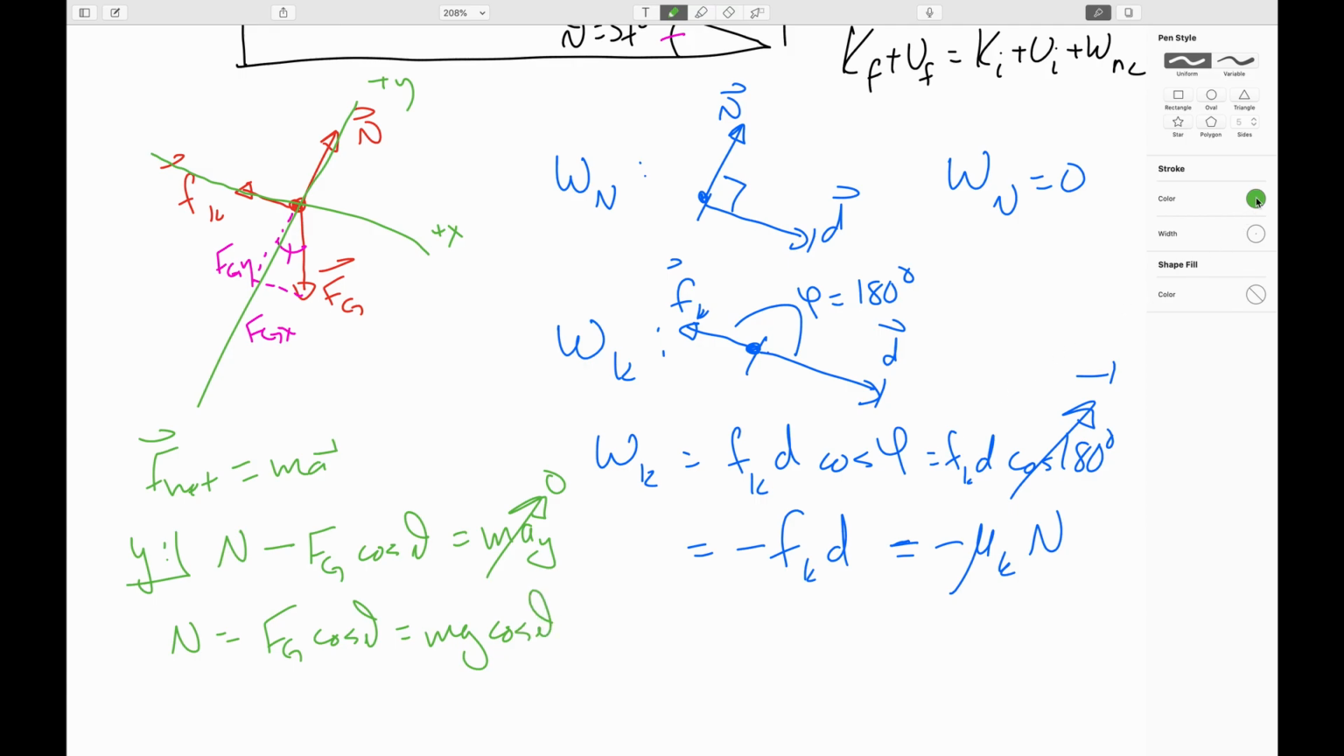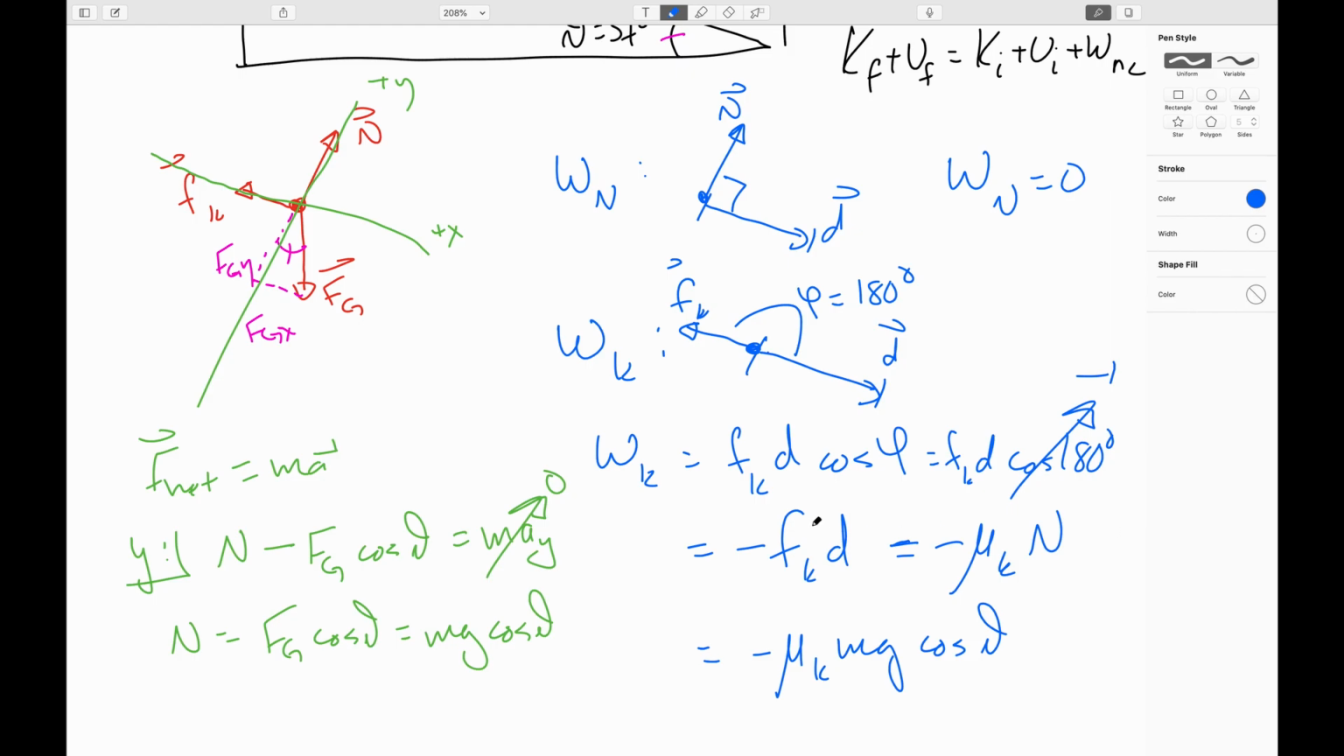So armed with that, we can go ahead and put in for the work done by kinetic friction. Now we can say it's minus mu k mg cos theta. So now we've got our expression for the work done by kinetic friction, and that frankly is the hardest part of the problem.